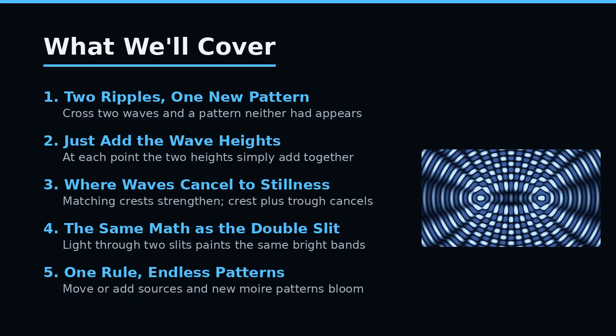Third, where waves cancel to stillness. Matching crests strengthen, crest plus trough cancels. Fourth, the same math as the double slit. Light through 2 slits paints the same bright bands. Finally, 1 rule, endless patterns. Move or add the sources and new patterns bloom.